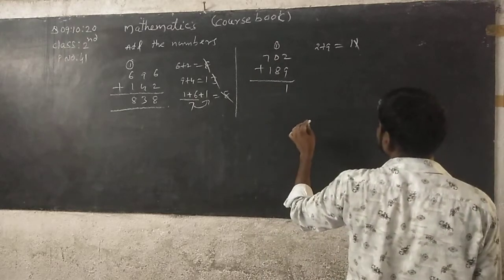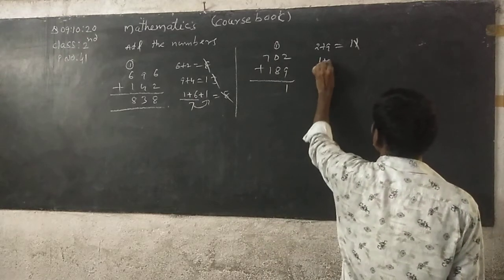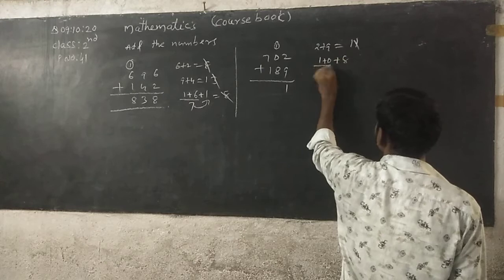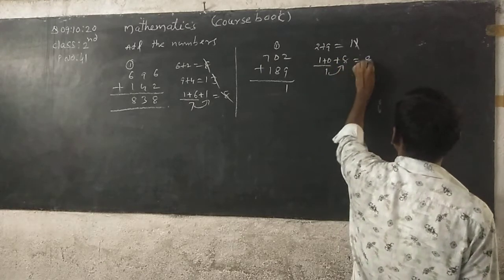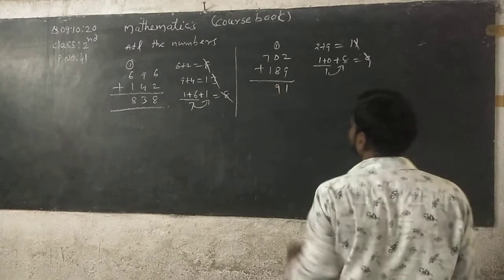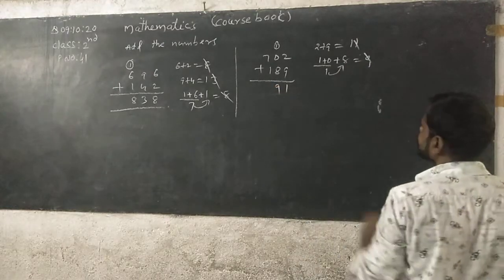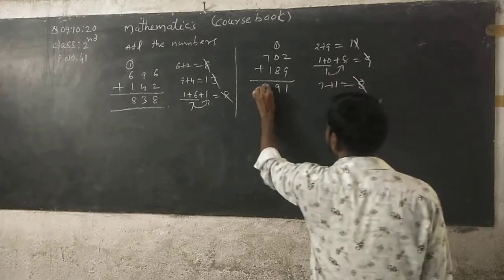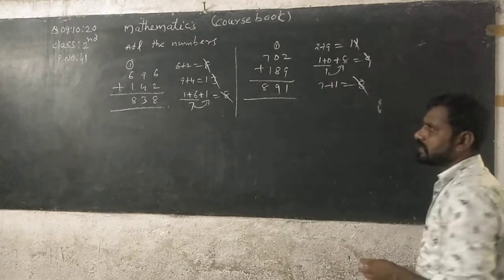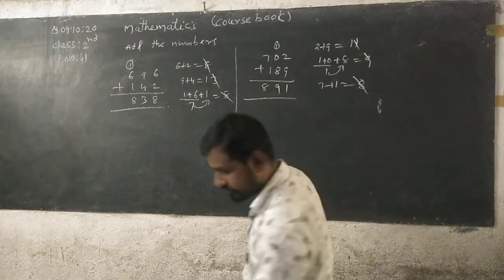Next we add the digits in tens place. 1 plus 0 plus 8. First 1 plus 0, 1. Plus 8, 9. 9 write down under tens place. Next we add the digits in hundreds place. 7 plus 1, you can get 8 directly, write down. Sum is equals to 891.